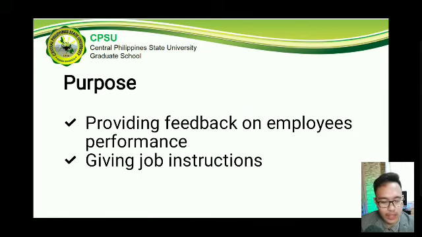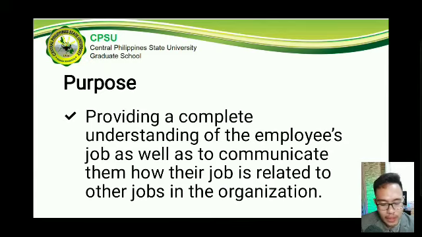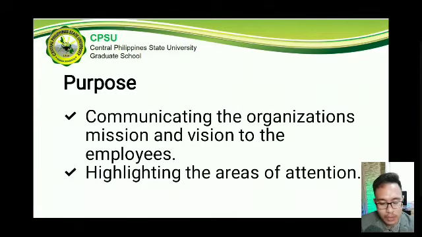Another purpose is communicating the organization's mission and vision to the employees, highlighting the areas of attention. It is an incredibly important navigational tool when you are thinking about the future of the organization. By identifying the purpose of your work, you can better understand the goals your organization should be committed to accomplishing.